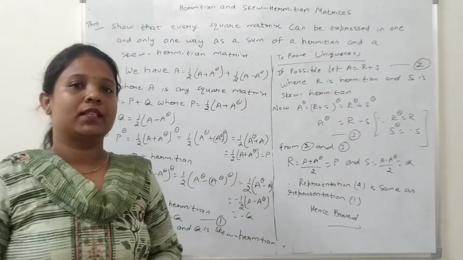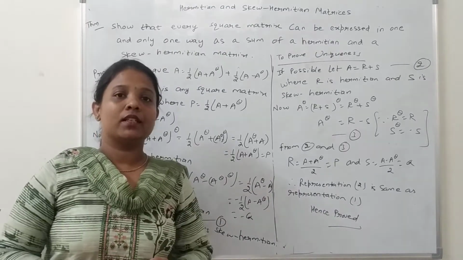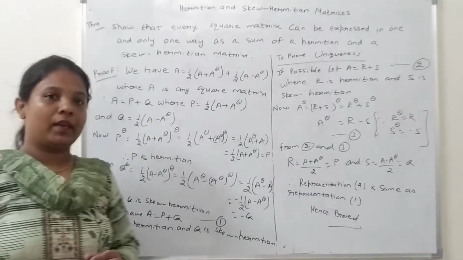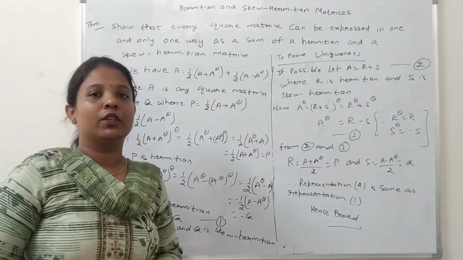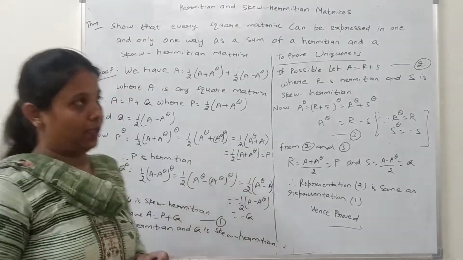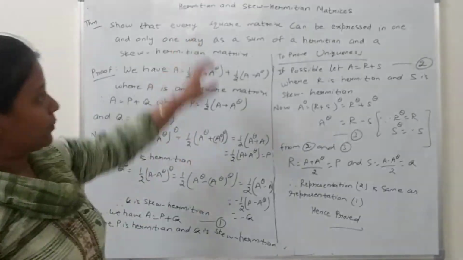In our previous lecture, we did the necessary and sufficient condition for a Hermitian matrix: A theta should be equal to A, and for skew Hermitian it should be A theta equals minus A. Now we will do the next theorem of the chapter.